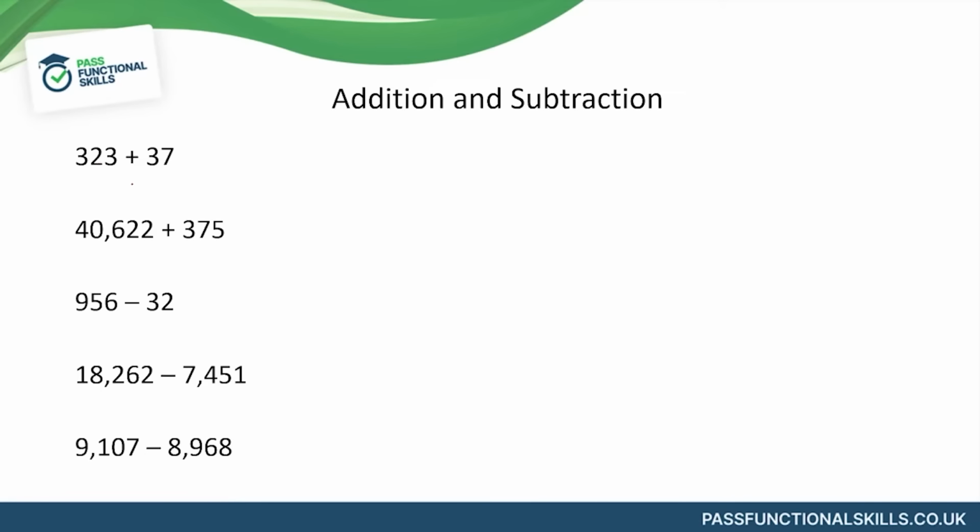Okay, so addition and subtraction. I'm just going to show you the fairly straightforward written methods for adding and subtracting. The most important thing is to make sure that you line things up on the right hand side. So for the 37, don't write 37 under the 3 and the 2. That would be completely wrong. Line them up on the right hand side, so the 7 is under the 3.